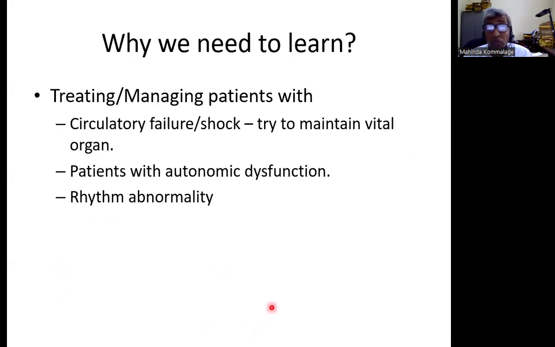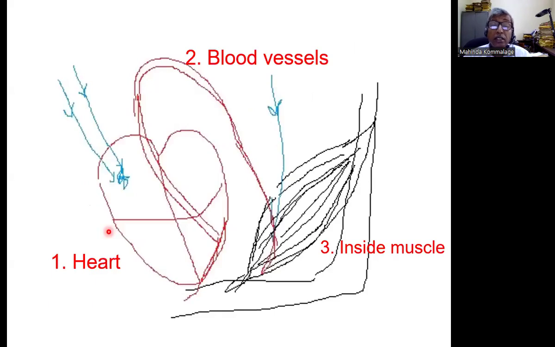Of course, all these mechanisms are very important when we are managing patients. If somebody has heart failure, circulatory failure, or shock, cardiogenic or hypovolemic shock with loss of blood volume, and patients with autonomic dysfunction, we need to understand this physiology when we are managing these types of patients. So that is why we learn them in your preclinical days in physiology. Right.